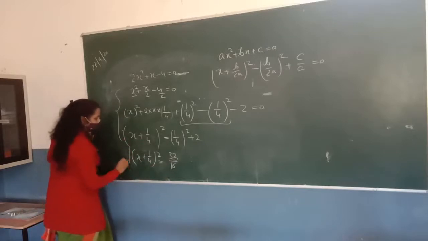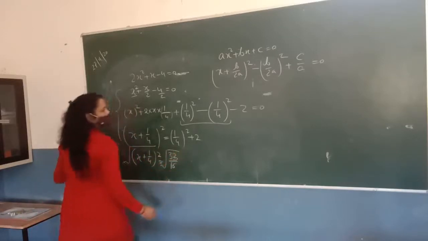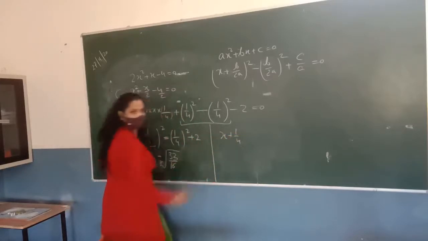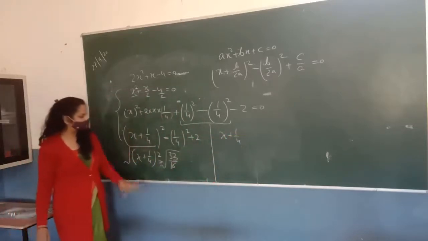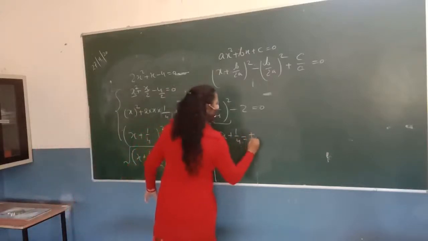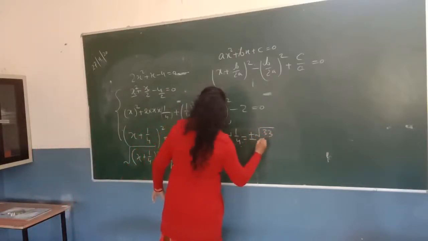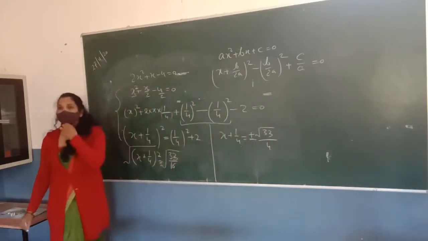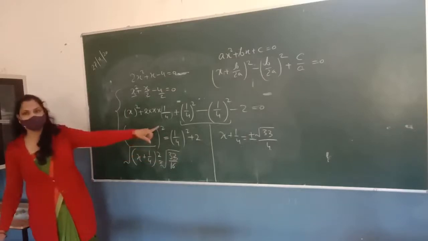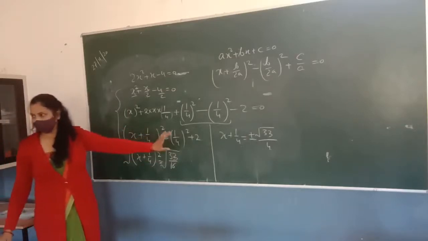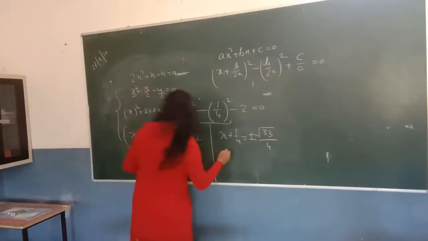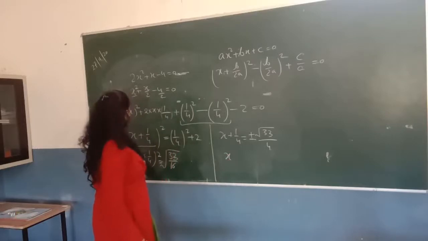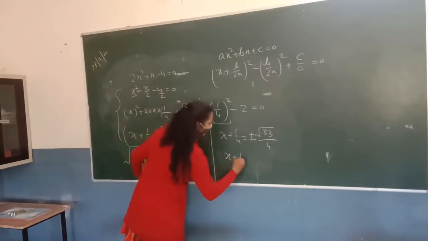Now square root of both sides. It will be x plus 1 upon 4. है ना? Square roots are cancelled and plus minus under root 33 upon 4. The square root of 16 is 4. And it is compulsory to write the sign plus and minus, otherwise your marks will be deducted.